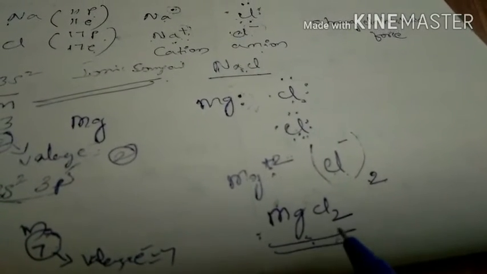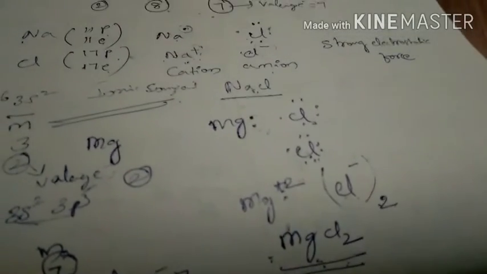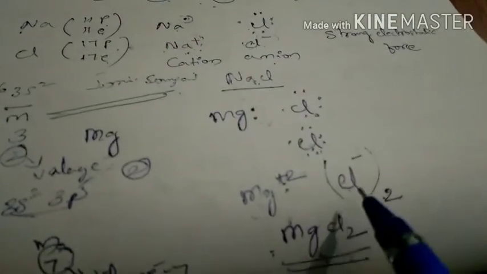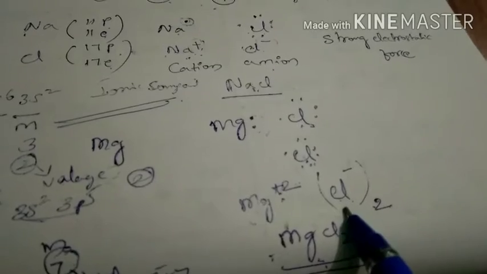So this is also one of the examples for the formation of an ionic compound. Like that, ionic compounds will be formed between metals and non-metals. Next topic is properties of ionic compounds.